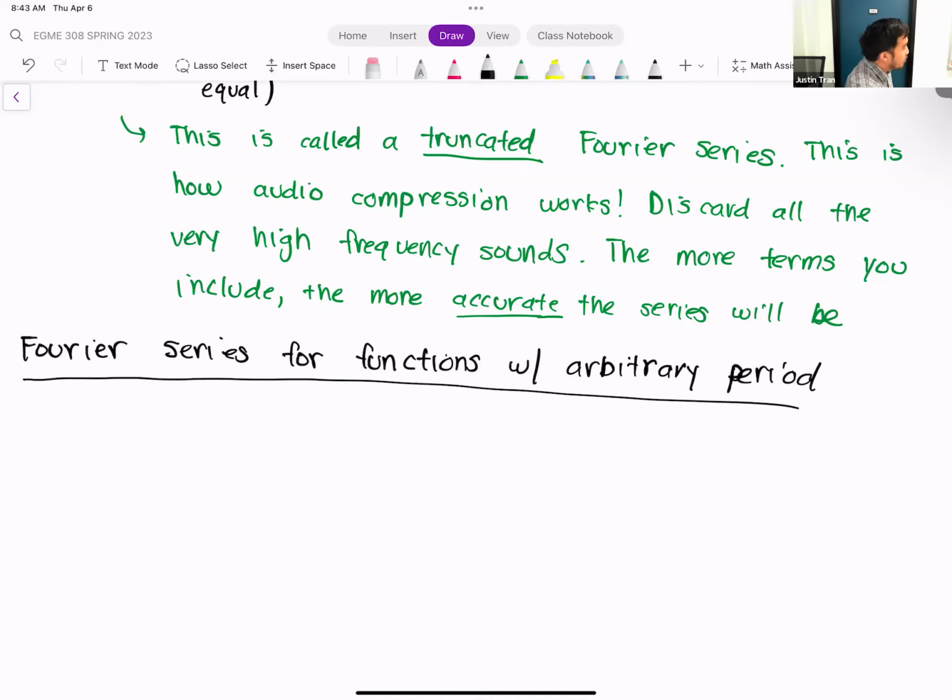And there's some proofs that you can see, which show that if your period is 2 pi, then the Fourier series is going to converge very easily. But in reality, there's a lot more functions out there that have periods that are not 2 pi. So, the question is, can we extend the Fourier series to these functions that have an arbitrary period?